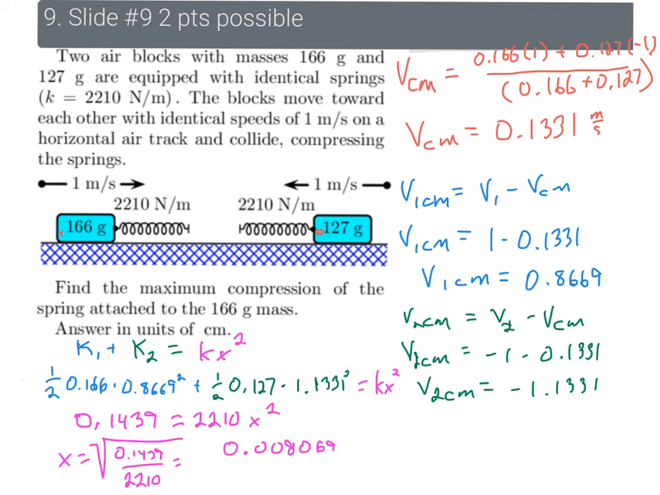Now, that number is in meters, and if you notice, the answer has to be in centimeters. So we're going to take this times 100, and that'll give us our answer in centimeters. And my answer comes out to 0.8069 centimeters. That will be our final answer. And that was a fun problem. There you go.